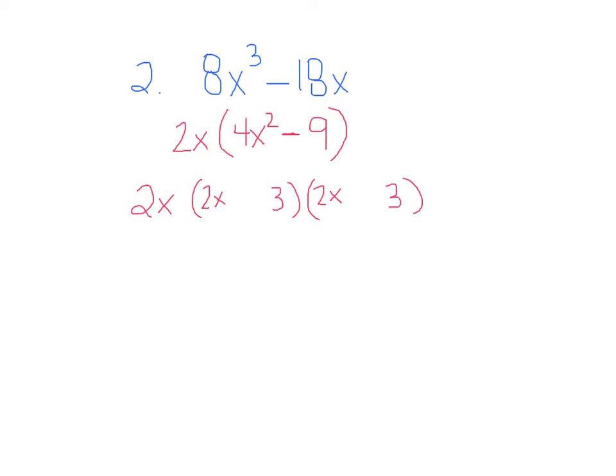And then to get that middle term to cancel out and be 0, we just need to make one of them plus and one of them minus. You can always double check it by multiplying it back to make sure you got the correct answer, but this is the correct answer.